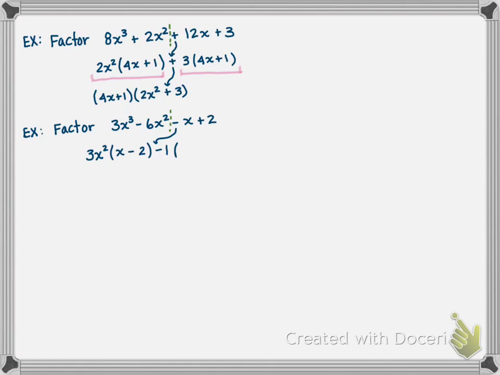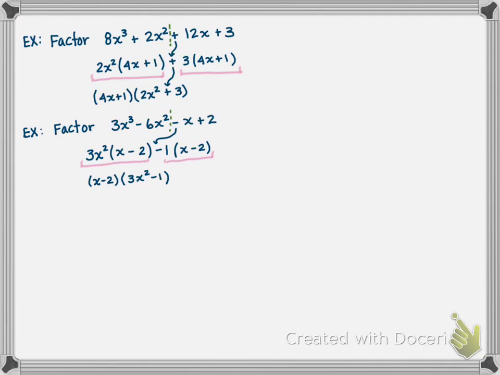So what I'm really factoring out here is a negative 1. So taking a negative 1 out of negative x gives me a positive x, and taking a negative 1 out of a positive 2 gives me a negative 2. Be really careful with your signs there, because if you mix up your signs, then your binomials won't be the same. So now we have our two terms. They have a common binomial factor of x minus 2. And then my leftovers are 3x squared minus 1.